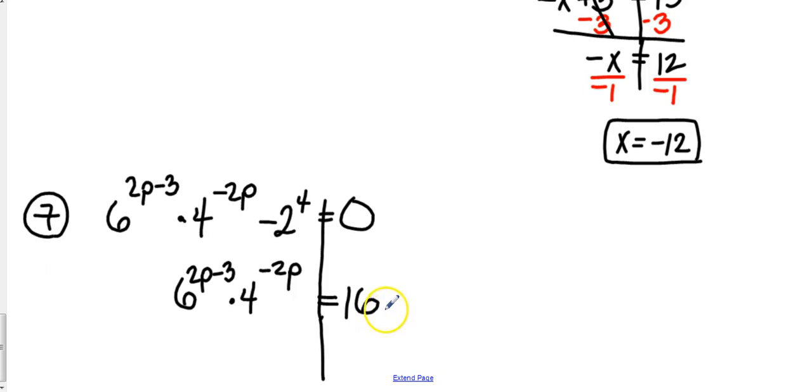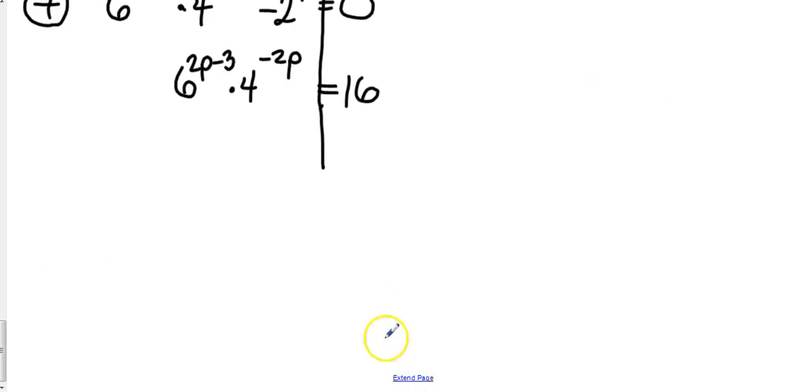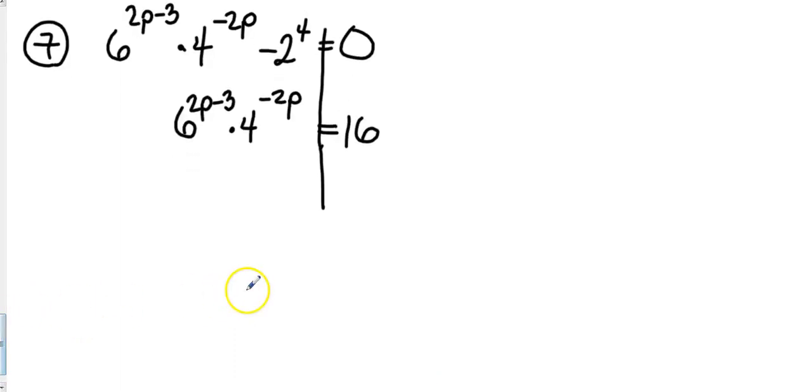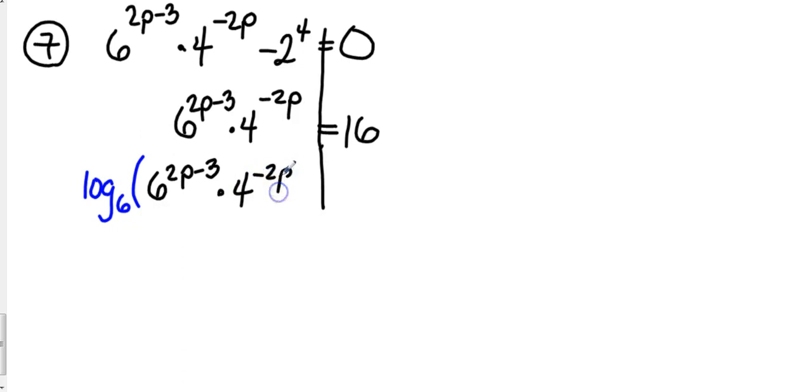Now I have some decision making to make because, what do I do? I've got 2 different bases. I've got 6 and I've got 4. Well, we're going to have to make a decision. Either log base 6 or log base 4. I choose log base 6, and there's no specific reason to that. You could do log base 4 and work it out the way we're about to do it, and you will get the same answer. But you have to commit to one of them. You can't do both. So we'll take log base 6 of both sides.